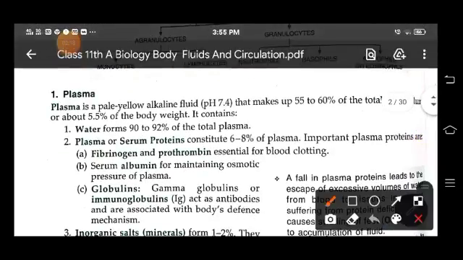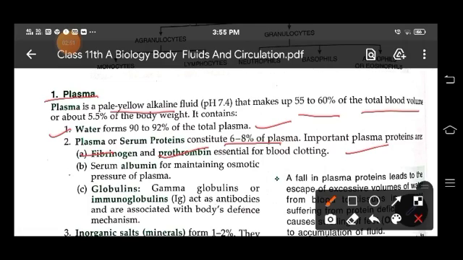So let's move on to plasma. Plasma is a pale yellow alkaline fluid, and it makes up 55 to 60% of the total blood volume. Water forms 90 to 92% of the total plasma. In plasma are the serum proteins, which constitute around 6 to 8% of plasma. Important plasma proteins are fibrinogen or prothrombin, which is essential for blood clotting, serum albumin for maintaining osmotic pressure of plasma, and globulins, which are associated with body defense mechanism.